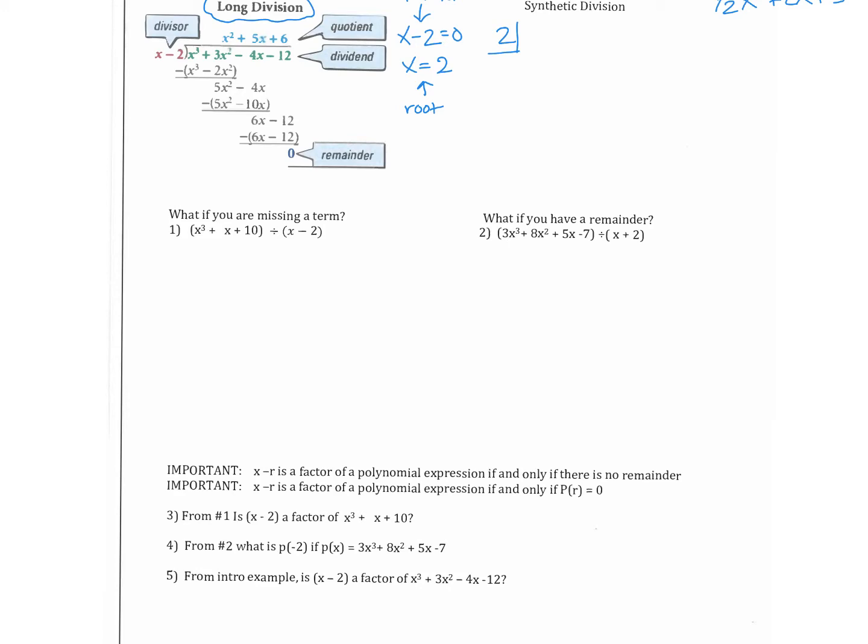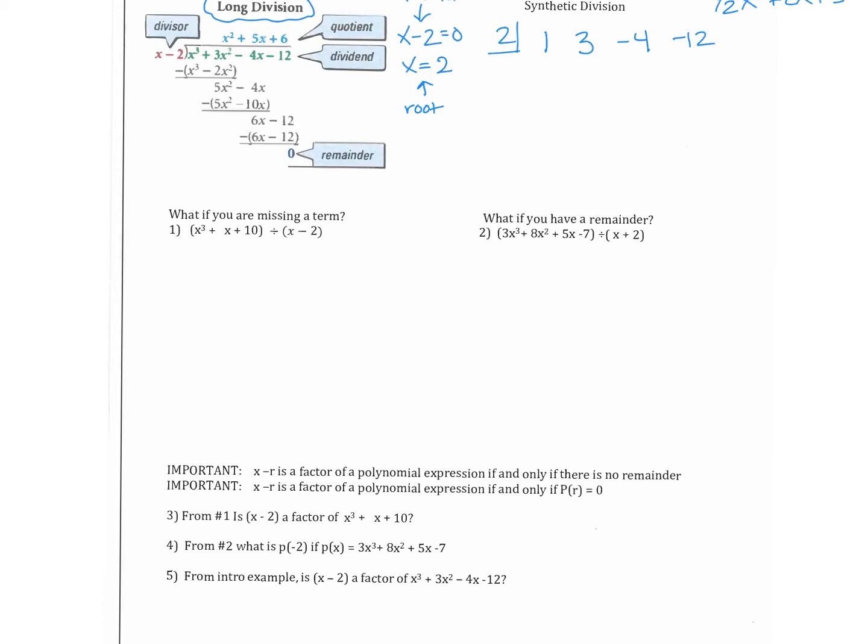So if you look over here, this is my green polynomial. The coefficient on my green x cubed is 1. So I'm going to write a 1 there. The coefficient on my green 3x squared is a 3. The coefficient on my negative 4x is negative 4. And the coefficient on my integer term, negative 12, I just write my negative 12.